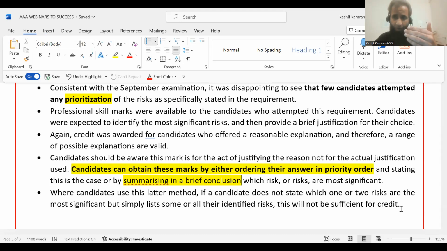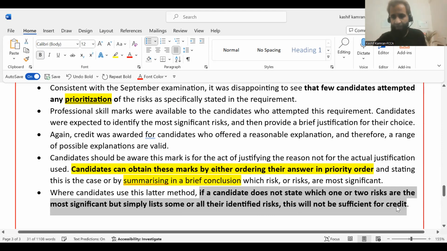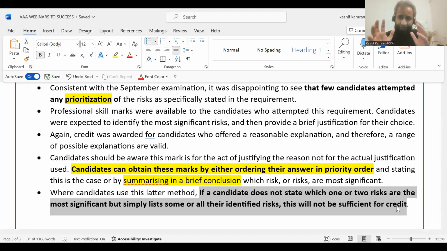You want to be a student 1 or you want to be a student 2. You just want to arrange them in order and give that as a conclusion, or you want to do them haphazardly, and in a conclusion, you tell 2 and 4 are important and why. But that why is important because this is what the examiner is telling us. If a candidate does not state which 1 or 2 of the risks are important, but simply lists all of them, this will not take credit. So you will tell this and this risk is important out of the 5 I wrote and why. It's not writing all 5 of them, but any 2 of them and justifying why they are most significant.